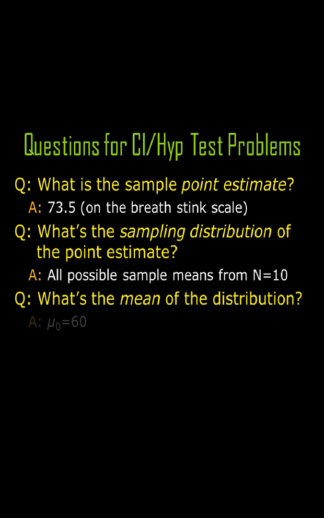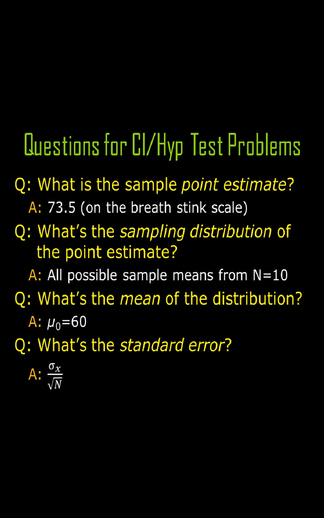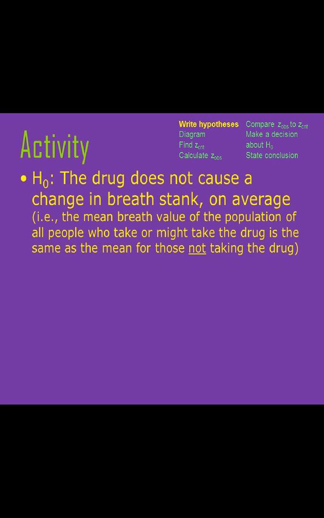And what's the mean of that distribution? Well, we happen to know that it is 60. And what's the standard error? It's going to be the standard deviation of the population, which has been given to us, divided by the square root of n. So we write out our hypotheses. The null hypothesis is that the drug does not cause any change in breath stinkiness on average. That's the same as saying that the mean breath value of the population of all people who are on the drug is the same as the mean for those not on the drug. So if our sample mean is not significantly different from 60, then there's no difference. We don't have evidence to state a difference.